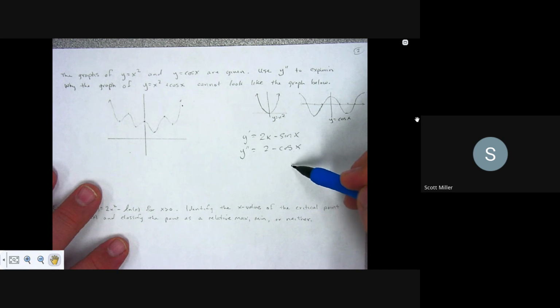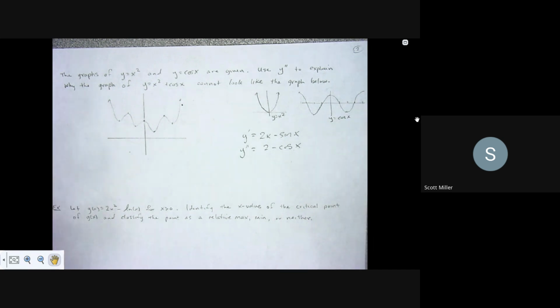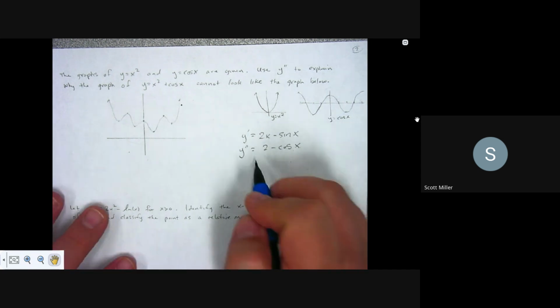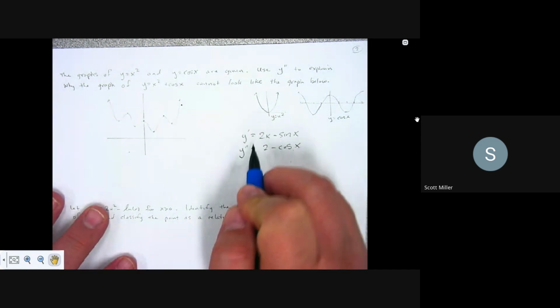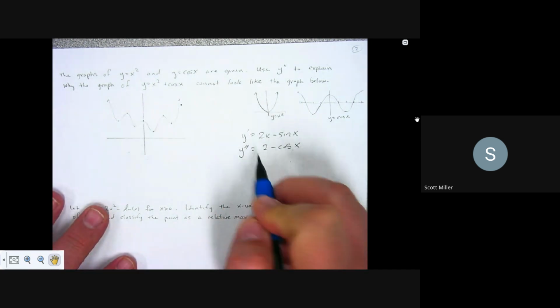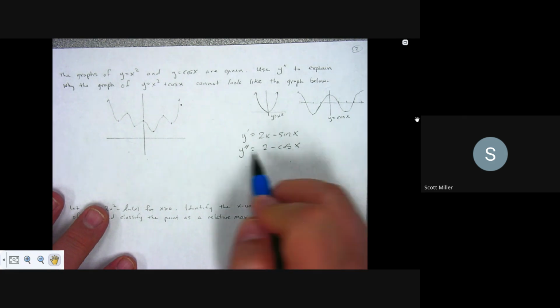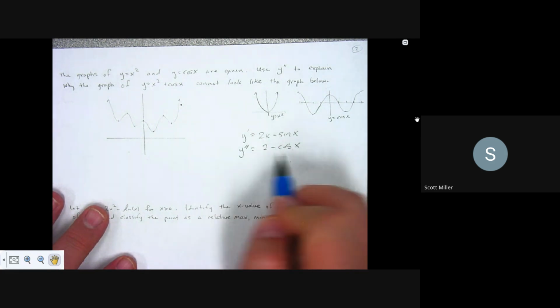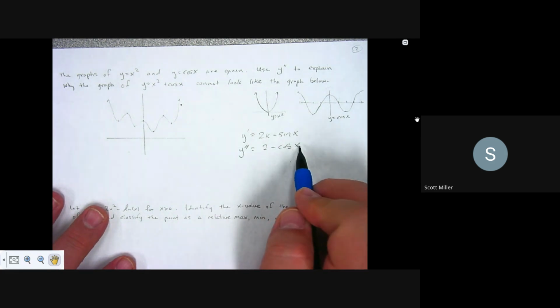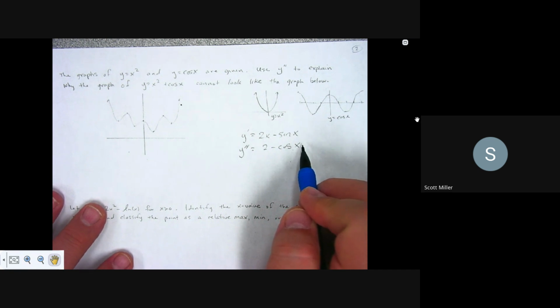Okay? So we have a conflict here. What this is telling me is that the second derivative, no matter what x's I plug in, is going to be positive. If this is positive, then that means the original graph must always be concave up, and there will be no points of inflection.